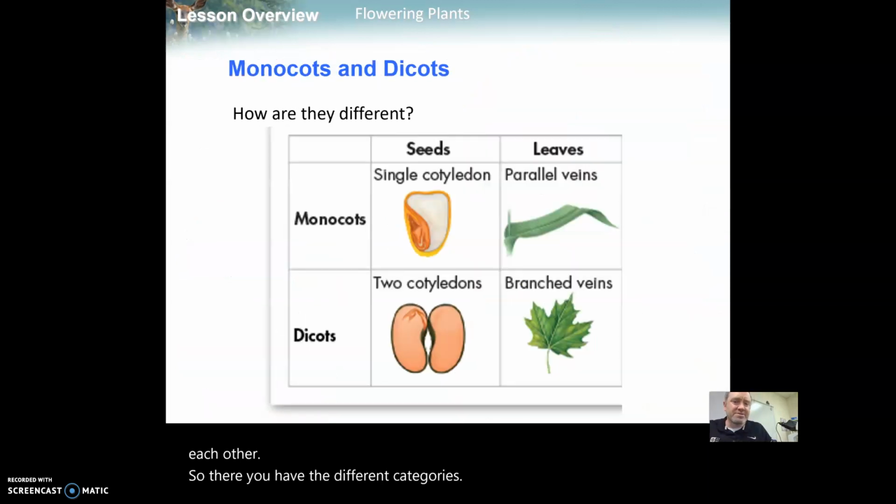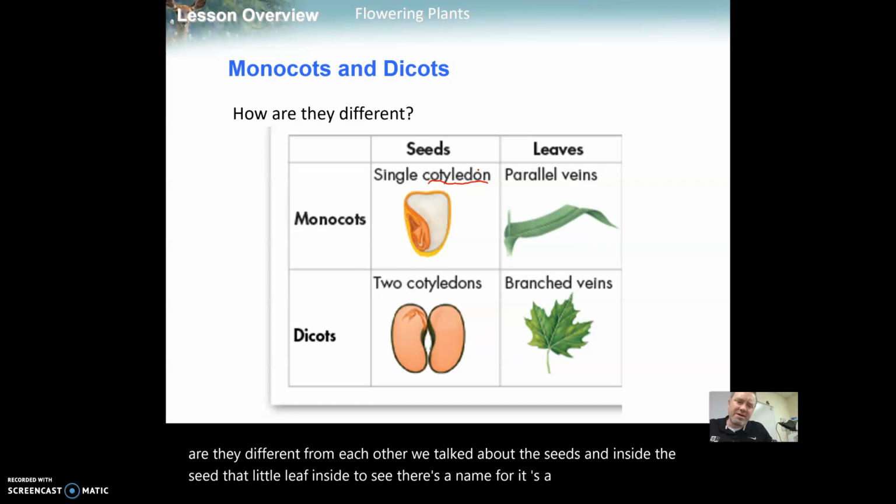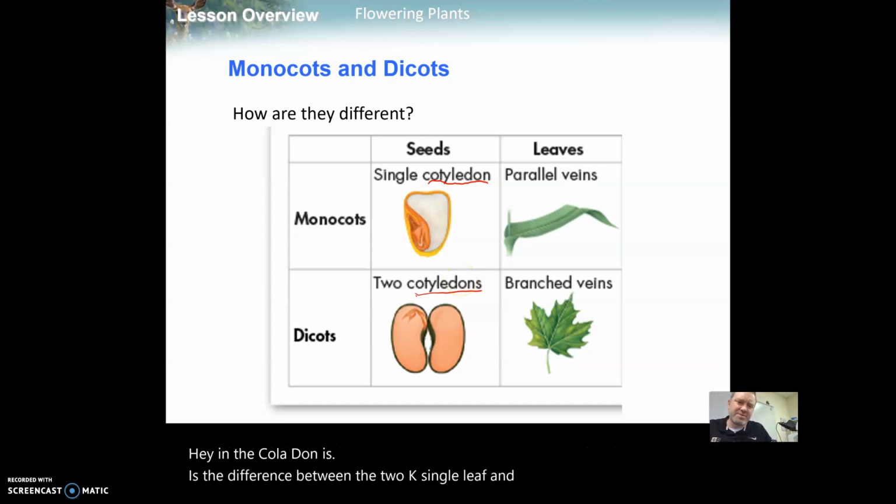Let's look at other reasons that make monocots and dicots different. How are they different from each other? Well, we talked about the seeds, and inside the seed, that little leaf has a name. It's a cotyledon. And the cotyledon is the difference between the two. A single leaf and two leaves inside.